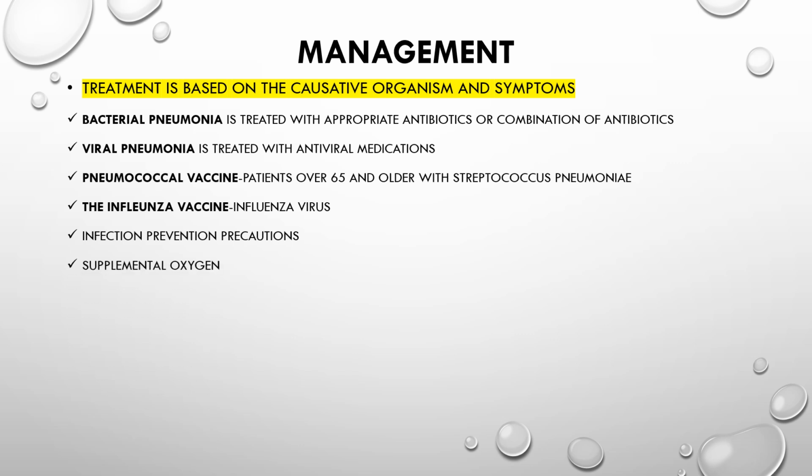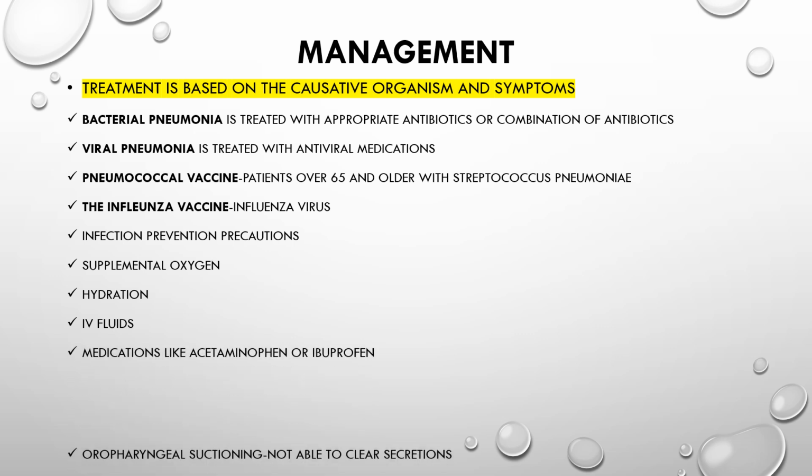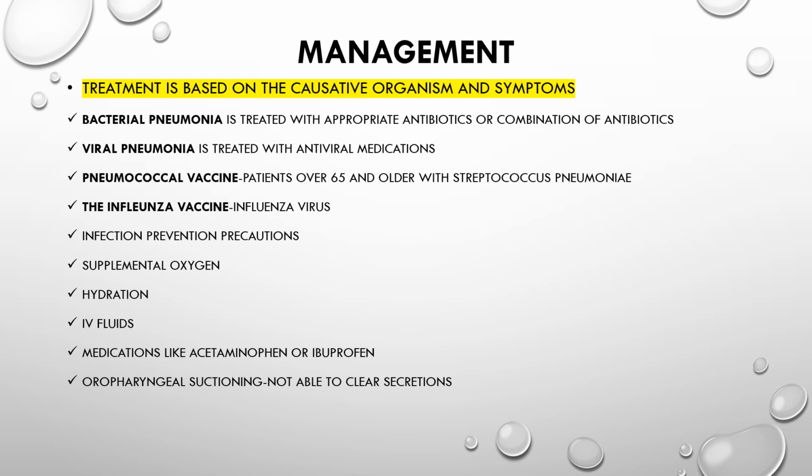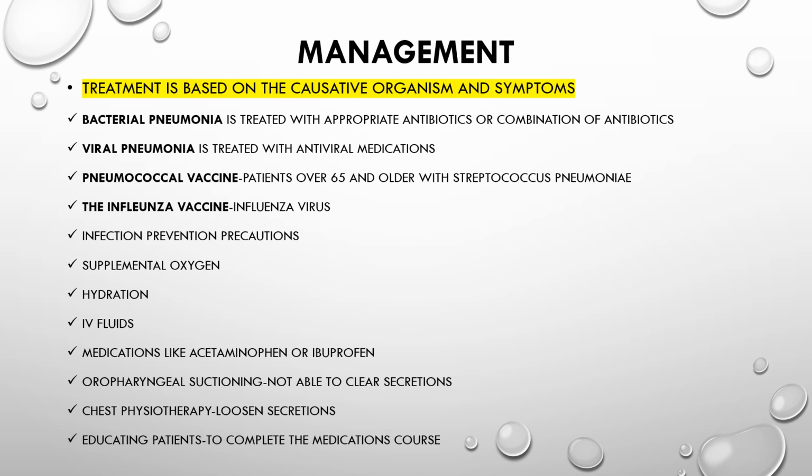Supplemental oxygen is to be given if the patient has low saturation. Hydration: we have to encourage the patient to drink as much fluid as possible because it will help to loosen the secretions. IV fluids can be advised. Medications like acetaminophen or ibuprofen have to be given if the person has fever. Oropharyngeal suction is recommended if the person is not able to clear the secretions. Chest physiotherapy is another method to loosen the secretions. Educate the patient to complete the medication course.